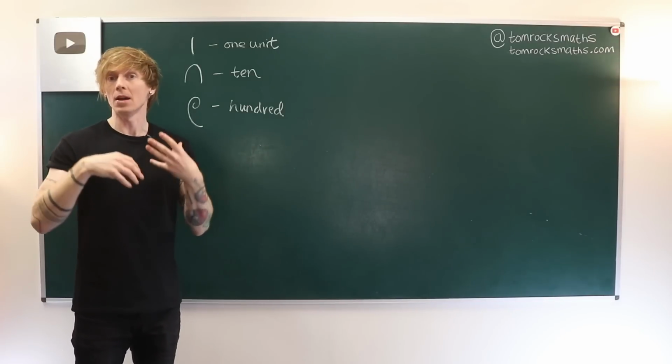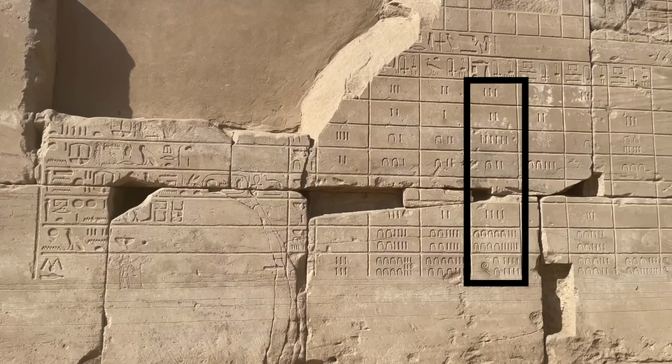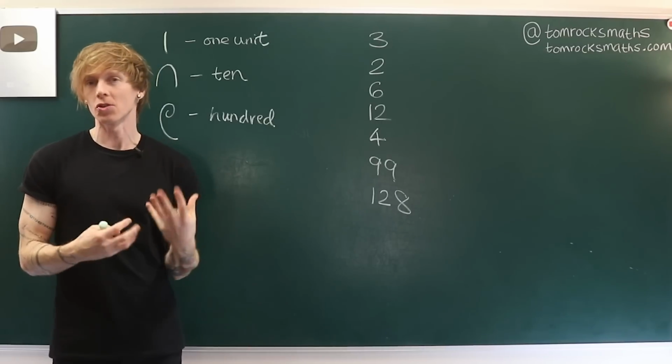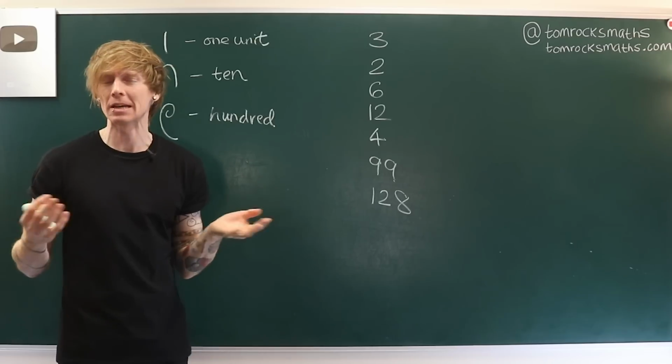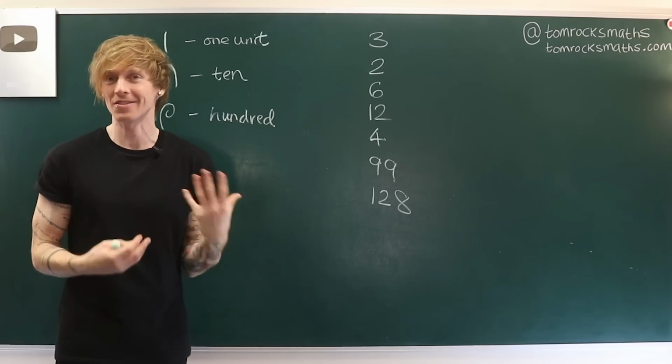So if we look at the only column of numbers that contains the coiled rope and the 100 symbol, then as we read down the column, we actually have 3, 2, 6, 12, 4, 99, and finally 128. Now unfortunately, I'm not actually sure what this list of numbers represents, or more generally what any of the numbers on the temple wall actually represent.